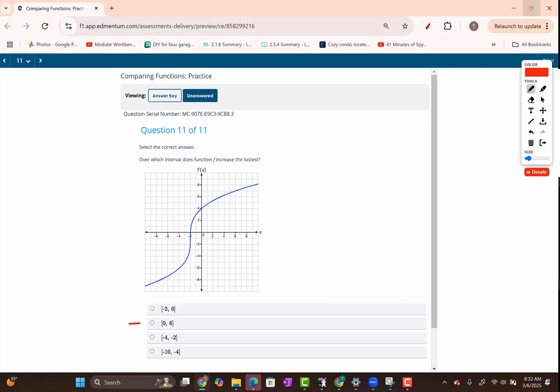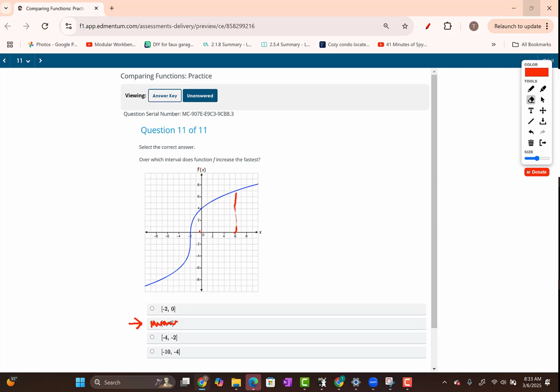The next one let's check is from 0 to 6. So x equals 0 here, x equals 6 here. So we're looking, okay, how quickly is this graph going up in between those two vertical bars? I mean, it is going up, but it's not going straight up like it was from -2 to 0. This is increasing at a more gradual pace. So this one's not increasing the fastest.